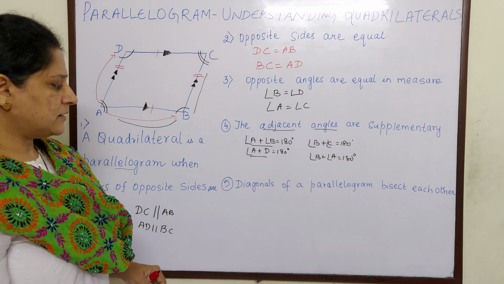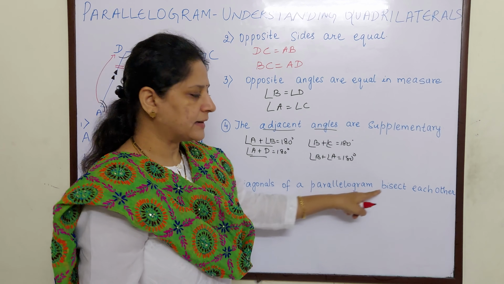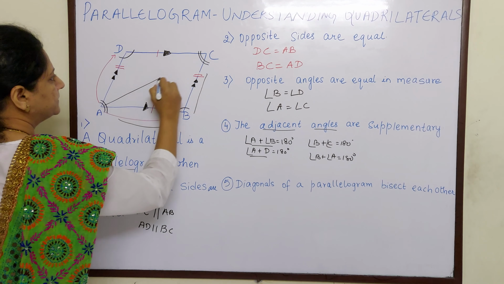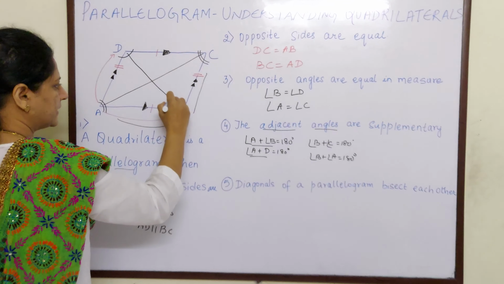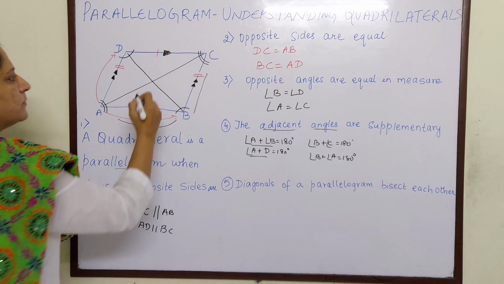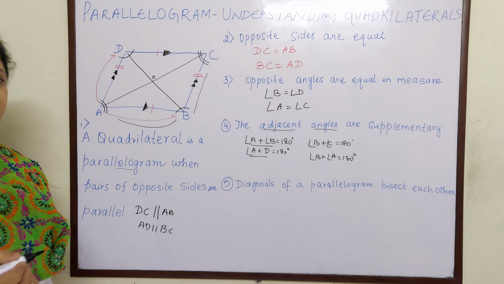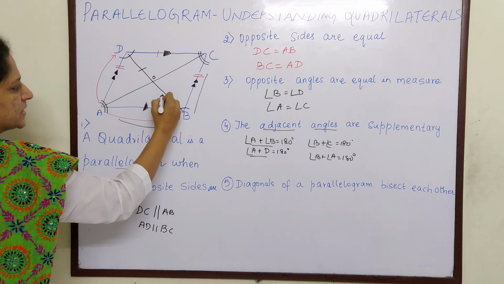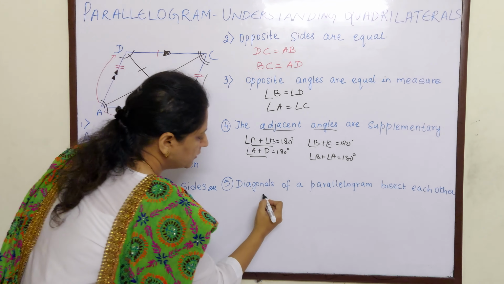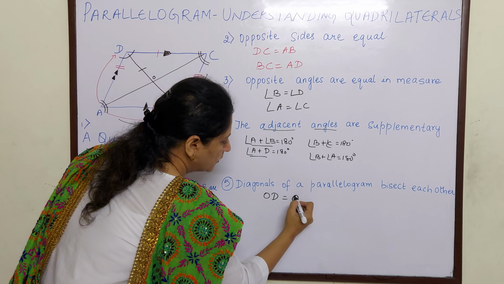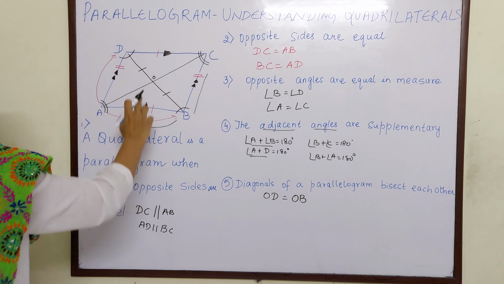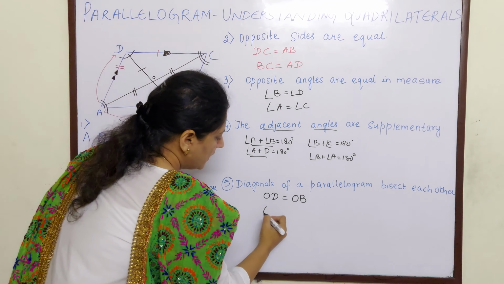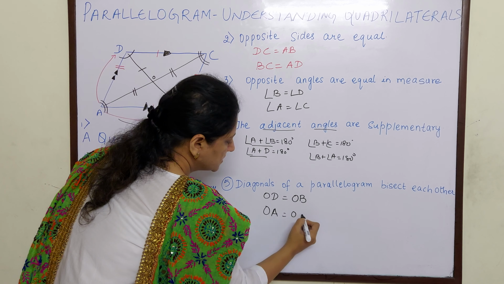And the last point is diagonals of a parallelogram bisect each other. That means when you draw a diagonal, so there are two diagonals now here, and if you mark the intersection point as O, then they bisect each other. That means OD measurement will be equal to OB. So you can say OD is equal to OB. Next, OA is equal to OC.